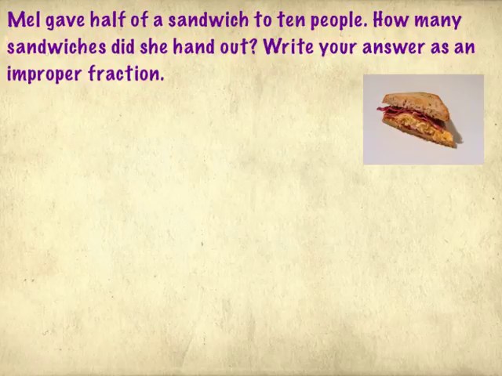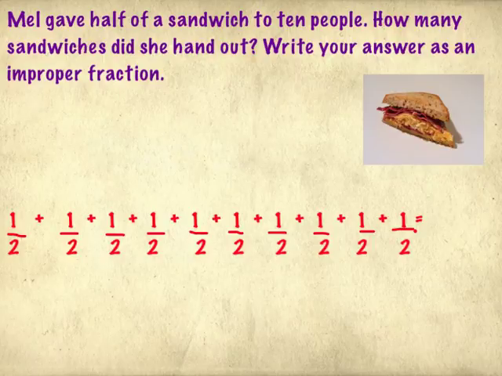So here's an example of a problem we might have with that situation. Mel gave half of the sandwich to 10 people. How many sandwiches did she hand out? Write your answer as an improper fraction. So what I'm going to do is add up how many halves of sandwiches she gave out. So Mel handed out 10 half sandwiches. So I'm going to write that out as 1/2 plus 1/2 plus 1/2 plus 1/2 plus 1/2 plus 1/2 plus 1/2 plus 1/2 plus 1/2 plus 1/2, 10 times.